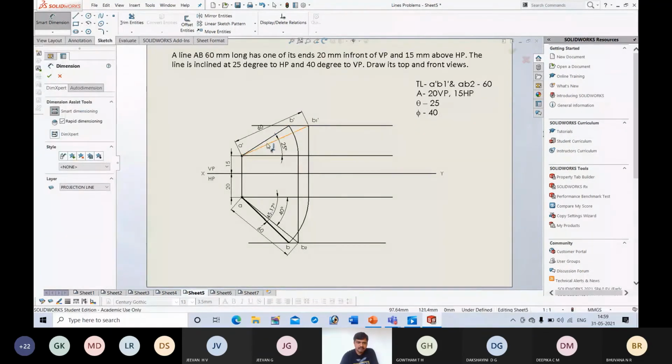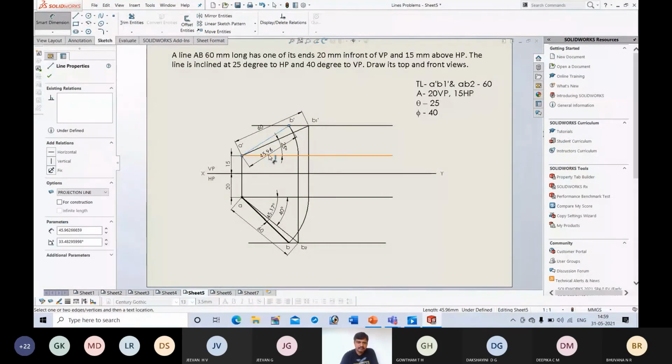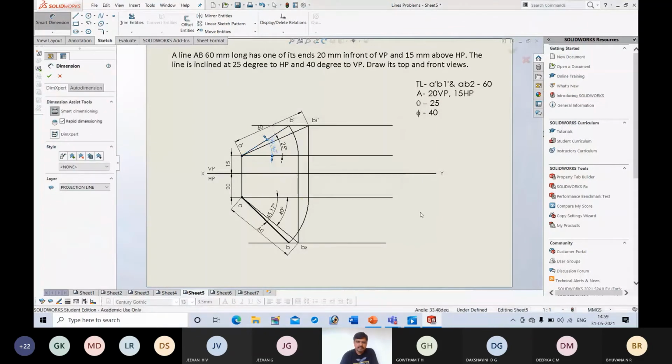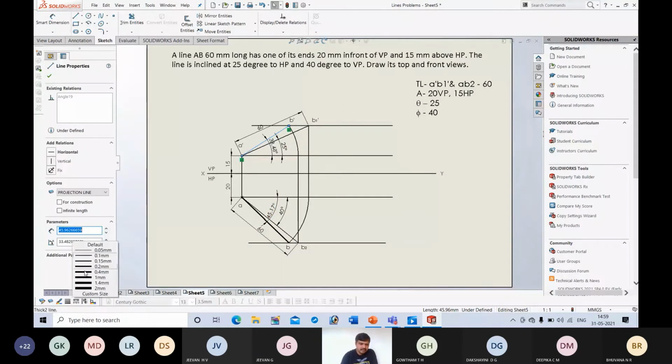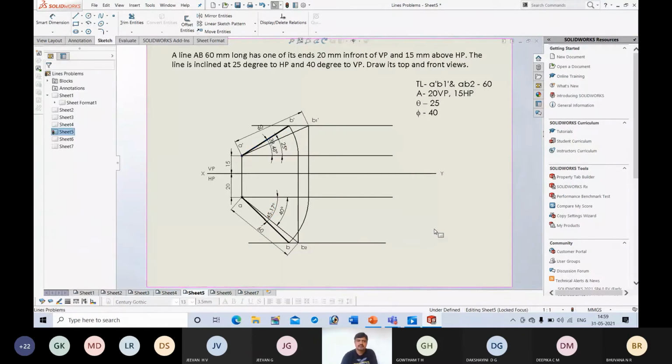If I measure the angle between these two, this is alpha. False inclination, that is the inclination of the front view, that is alpha, 33.48. So again I should make this thick. So the front view A dash B dash should be made thick.